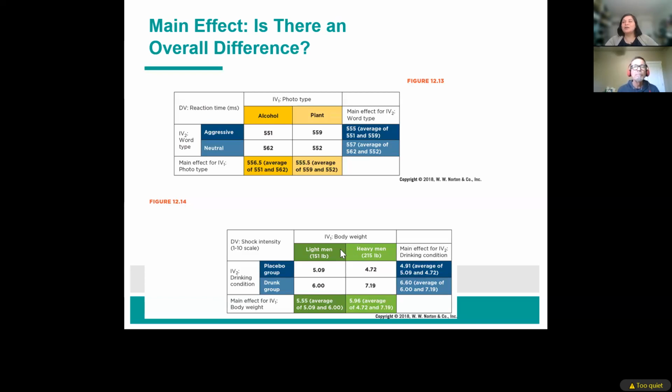Whew. All right, so let's talk about this one. This is the second study. So this is the one about body weight and drinking condition, if y'all remember. So can anyone walk me through whether there's a main effect for drinking condition on shock intensity?